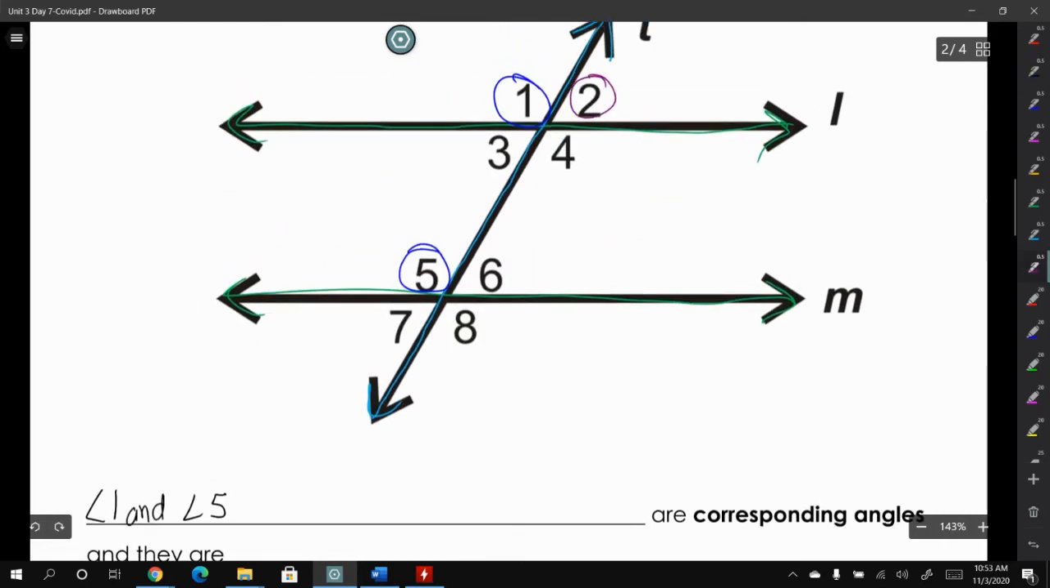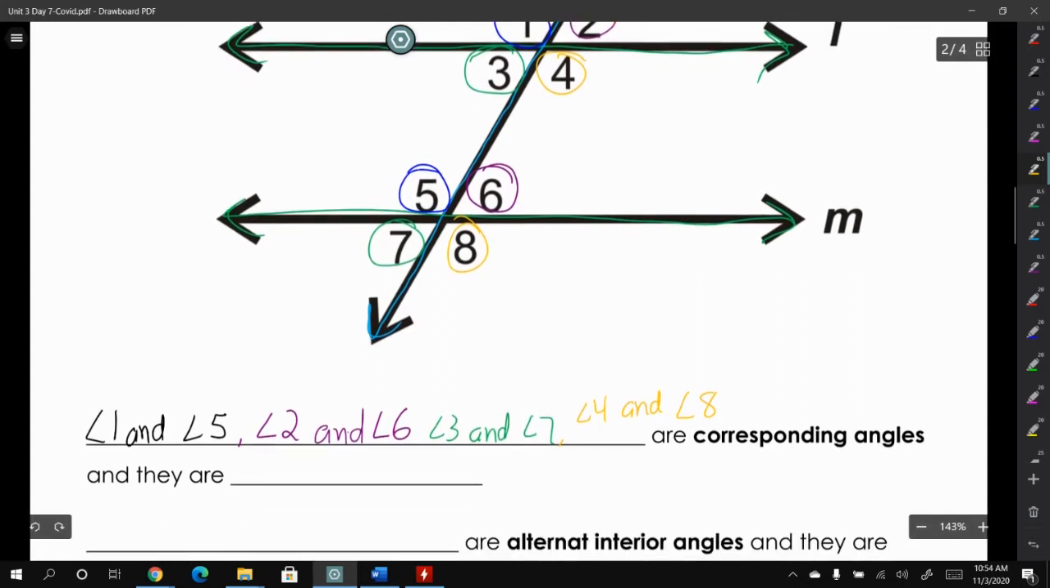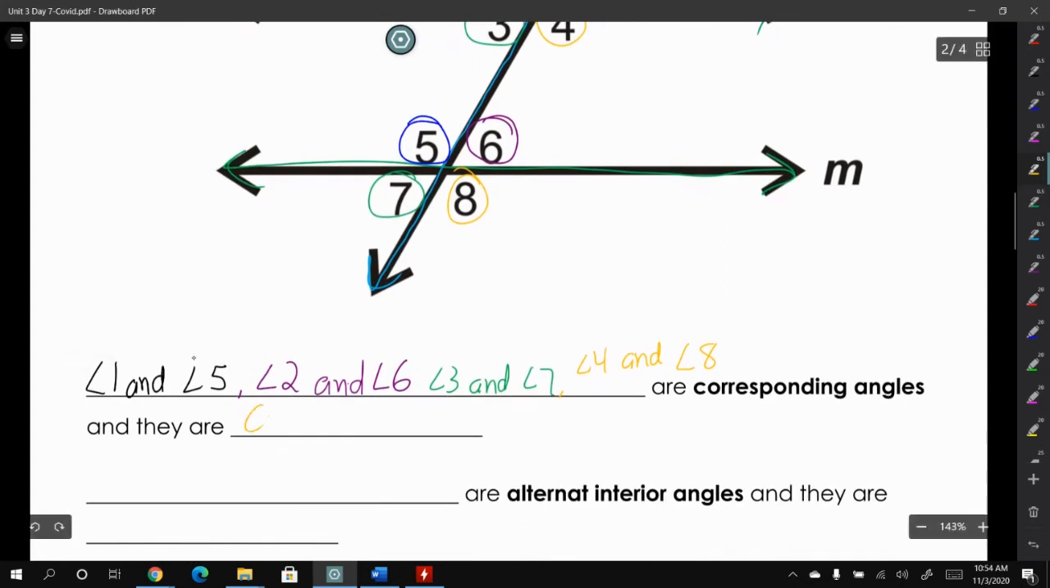And then we have angle 2 that's in the upper right, and angle 6 is also in the upper right. So we have angle 2 and angle 6. Then we have angle 3 that's in the lower left, and angle 7 is in the lower left. So we have angle 3 and angle 7. And then finally 4 and 8. So angle 4 and angle 8. Those are both in the lower right corners. So corresponding angles are congruent or equal measure.